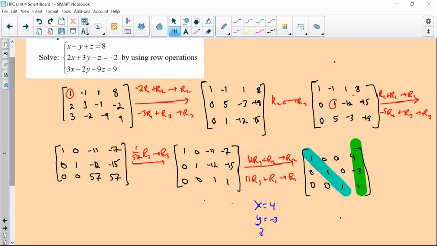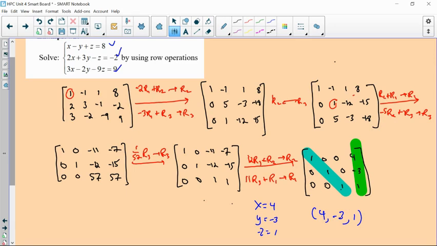And you could check your work with this ordered triple, 4, -3, and 1. Pick any of them and check it. So that top one: 4 minus -3 is 7, plus 1 is 8. Checks. 2 times 4 is 8, minus 9 is -1, minus another 1 is -2. Check. 3 times 4 is 12, and then plus 6, so that's 18, minus 9 is 9.